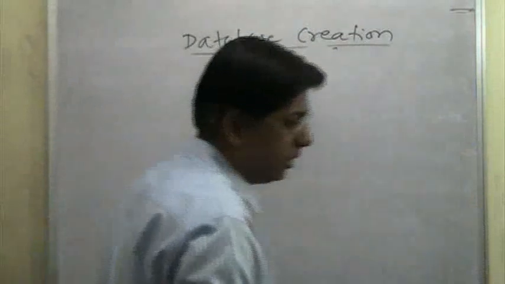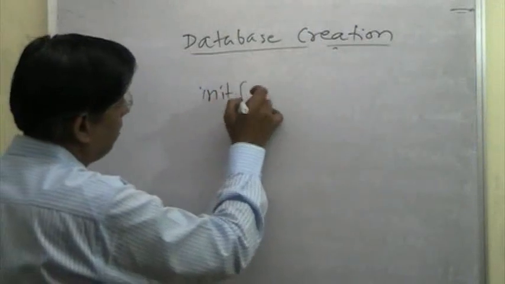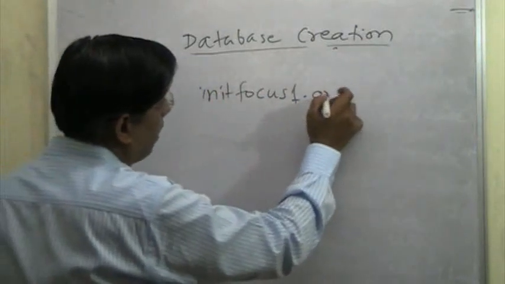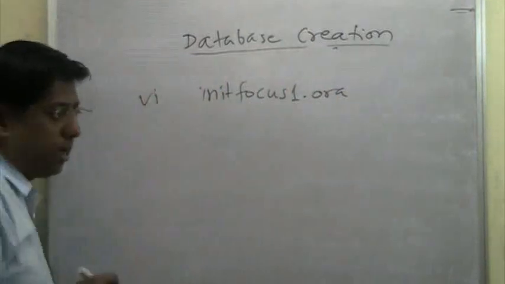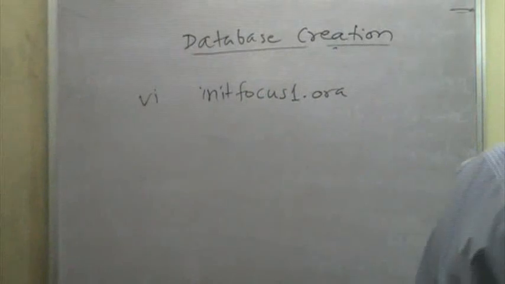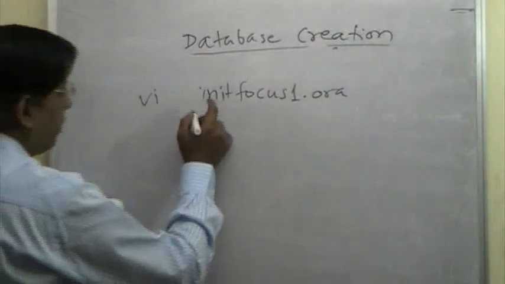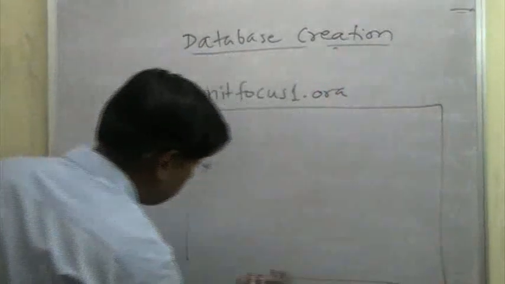The directories are created. Now the next thing is you have to create the init file. The name of the init file is going to be initfocus1.ora. You should create this file using vi, or if you are on Windows, you should use Notepad or whatever. It's a text file, in which we write the initialization parameters for our database. I will just write them over here. So this is my file.